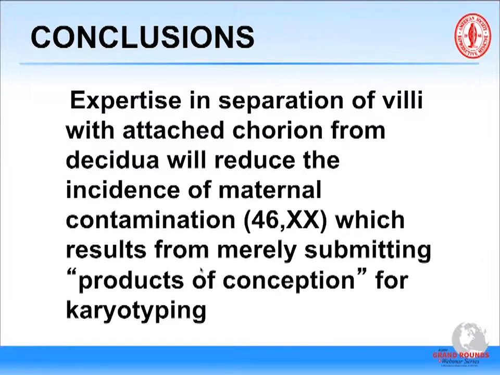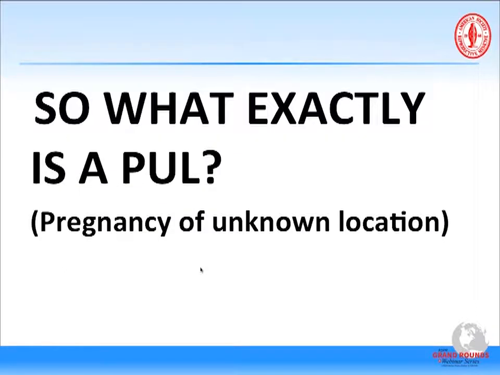So what do we conclude? Well, if you get good at separating the villi with its attached chorion from mom's decidua, you can reduce the incidence of maternal contamination, the 46XX, which results from merely submitting products of conception for karyotyping.